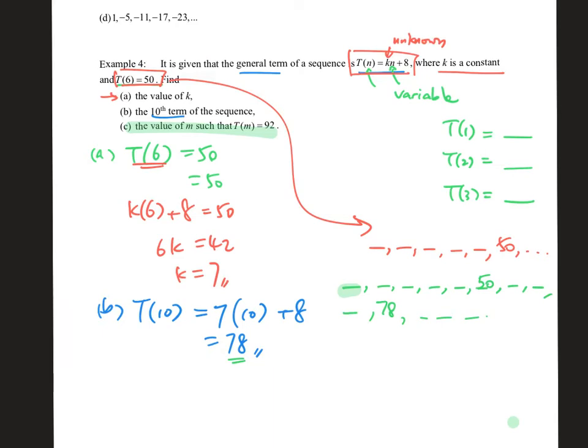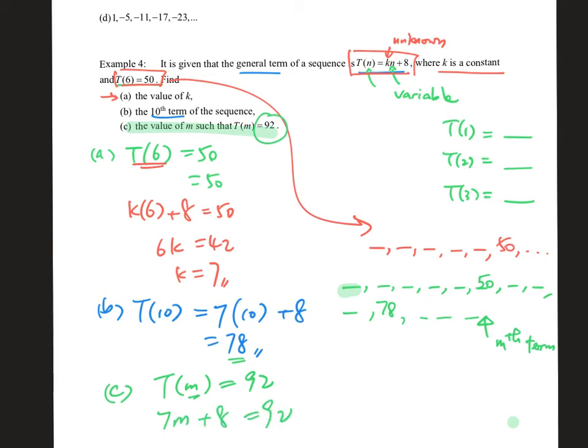And now I want to know in which position. So that means the nth number, nth term, where the value is 92. So this is the meaning behind part C. But the calculation is nothing special. Tm is 92. What does that mean? k is always constant, which is 7. And your substitution will be 7m plus 8 to be 92.